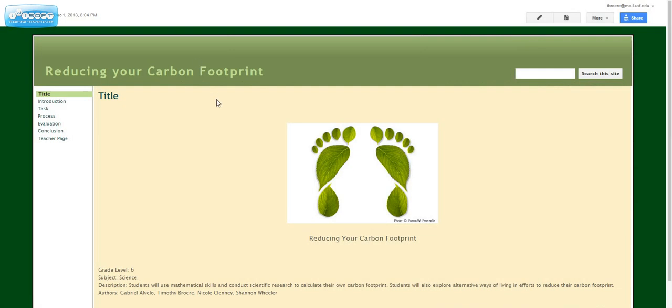Here's just a brief overview of our WebQuest page. The main idea behind this lesson was to educate students about their effect on our environment and how to more effectively reduce their CO2 emissions.